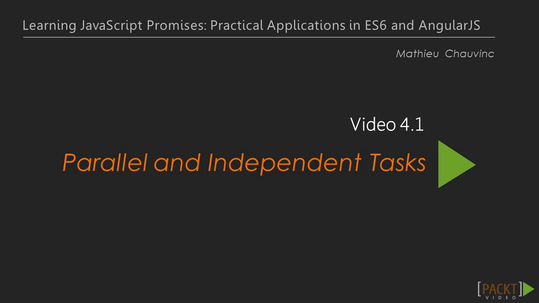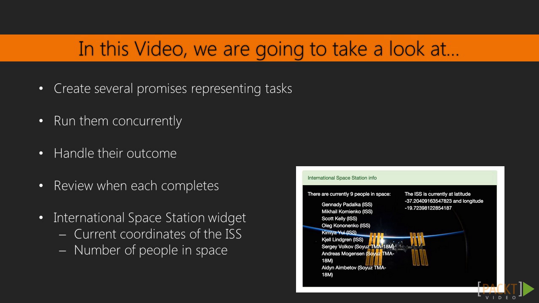Let's start with parallel and independent tasks. This case will be very straightforward. We will create several promises to each represent an asynchronous task, and we will let them run. For each of the promises, separately, we will handle the result using a .then. Within the code, we will add logs so we can see the order of the processes.